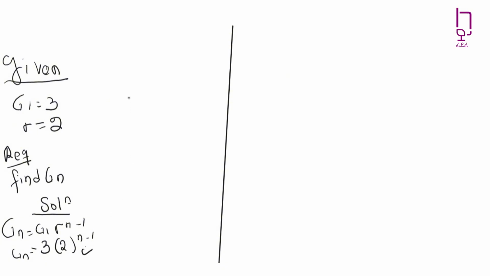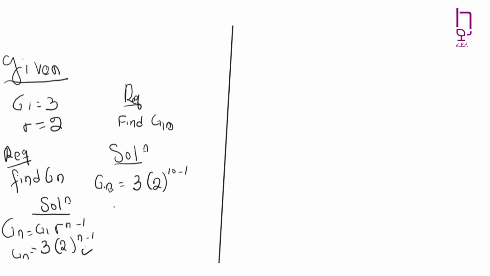Here, if we are asked to find the tenth term, this is what we do. The tenth term: now that we have seen the formula, G1 is the first term, 3. The common ratio is 2. n is 10, right? 10 minus 1. So the tenth term is 3 times 2 to the power 9, which will give us the tenth term.